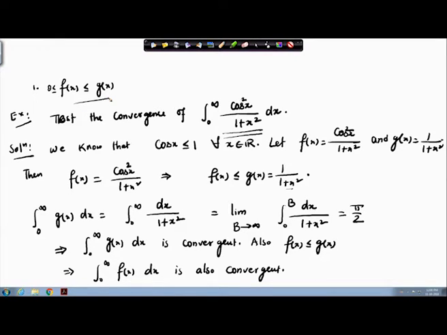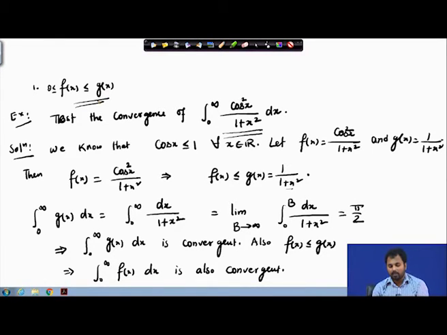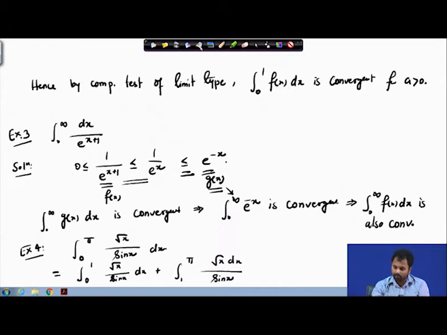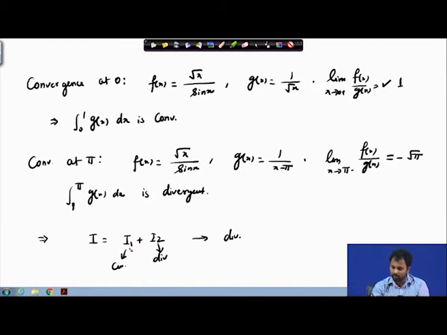Then in that case it will be in contrast with the comparison test of inequality type. Now, that was just one remark or comment on my previous lecture.